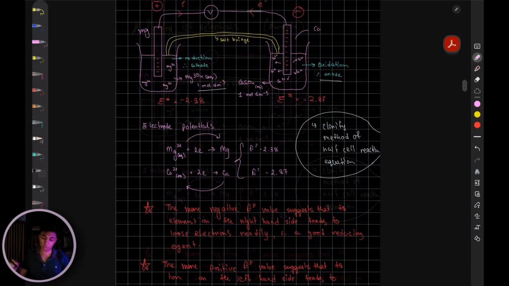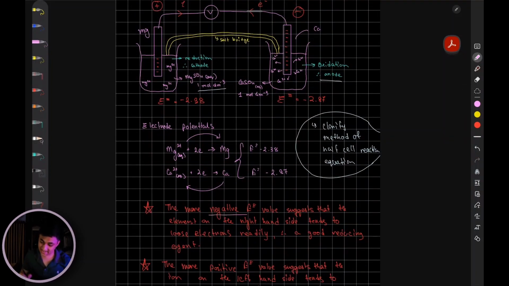Fair enough. Now, notice when you have a more negative electrode potential, that value suggests that the element on the right-hand side tends to lose electrons readily, a good reducing agent. Therefore, if the value is more negative, in our case calcium, that means the species on the right-hand side of our equation is going to lose electrons. It is more prone to lose electrons, right?